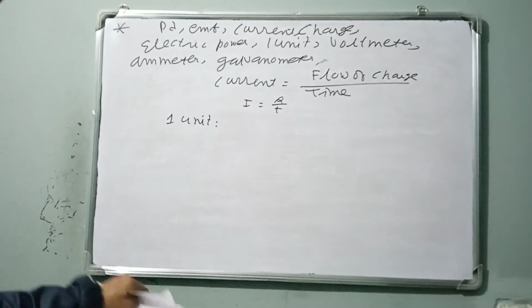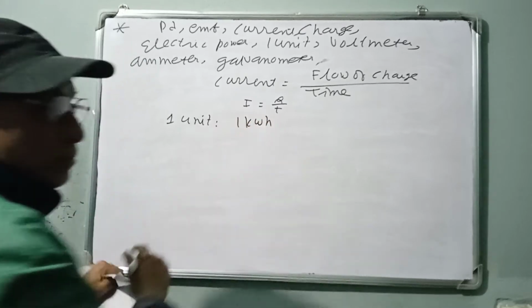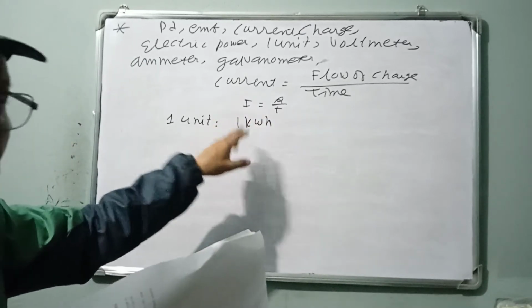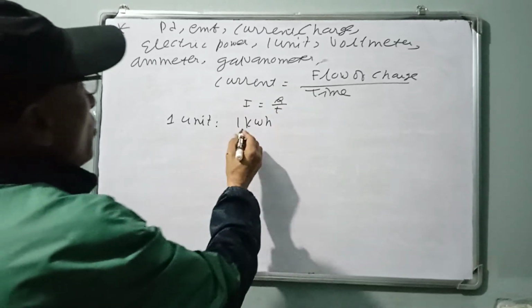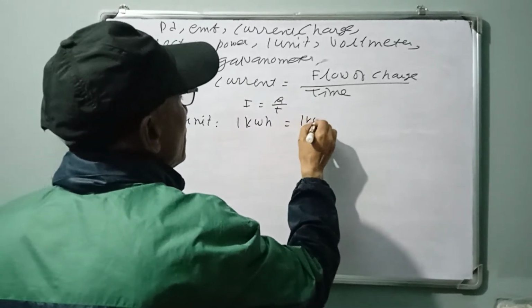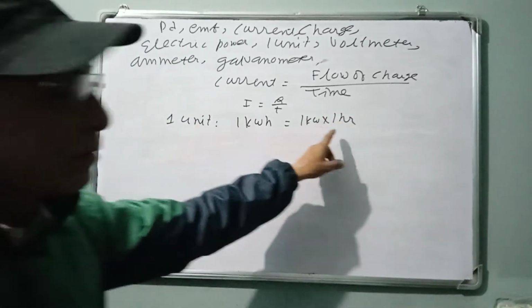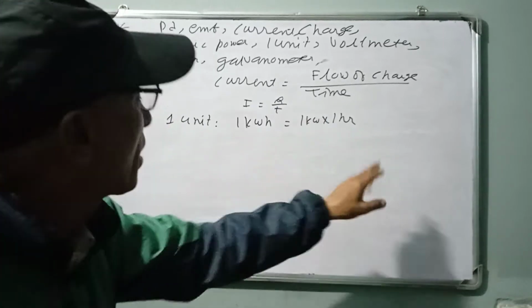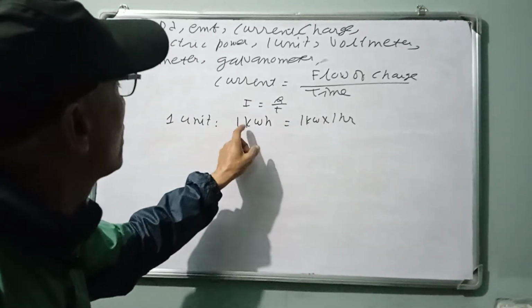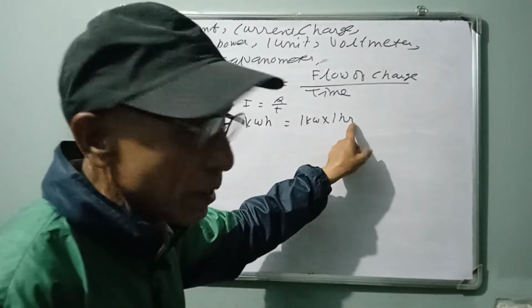1 unit खपत भयो भन्छु. 1 unit is 1 kilowatt hour. The definition will be written later on, but today we discuss only 1 kilowatt into 1 hour. If you forget the definition, how to write down? इसको definition बिर्सेमा कसरी लेख्ने त? 1 unit means 1 kilowatt hour. It means 1 kilowatt into 1 hour.